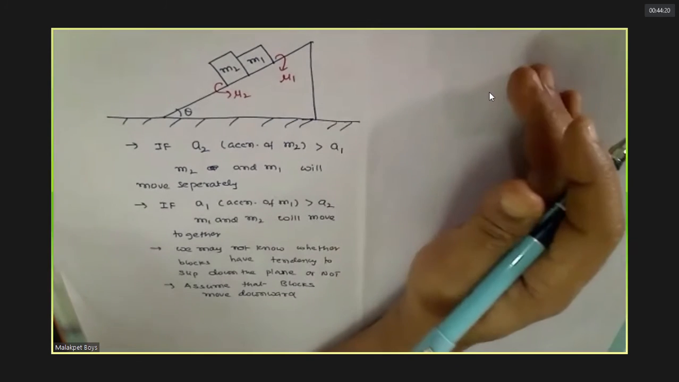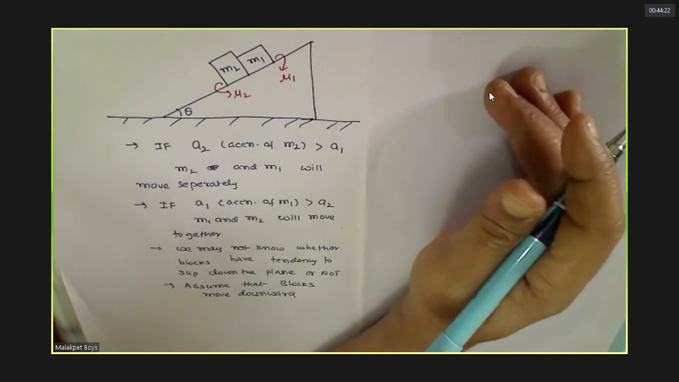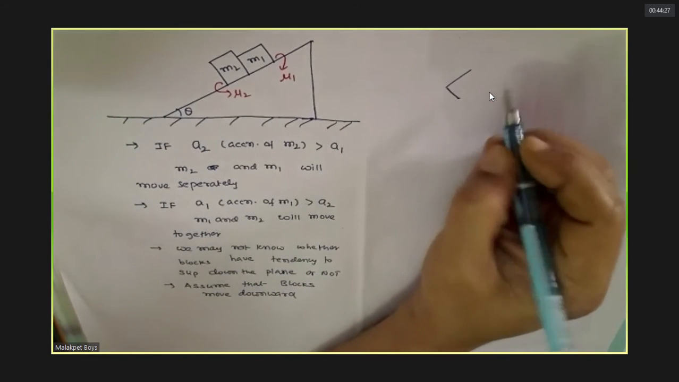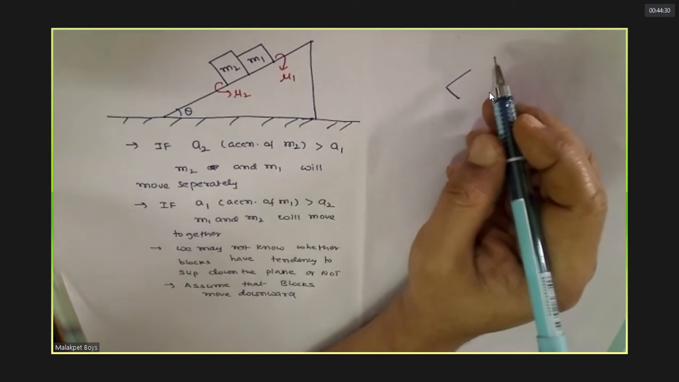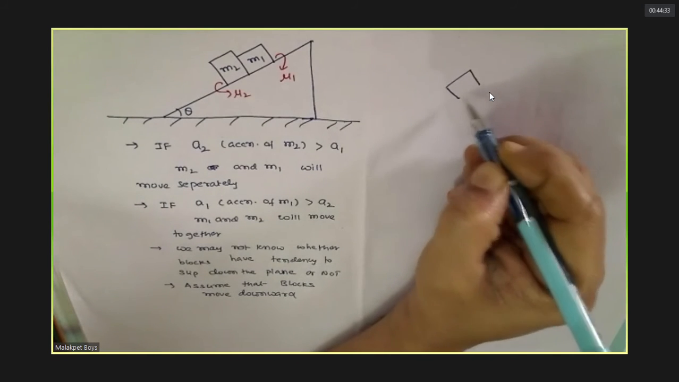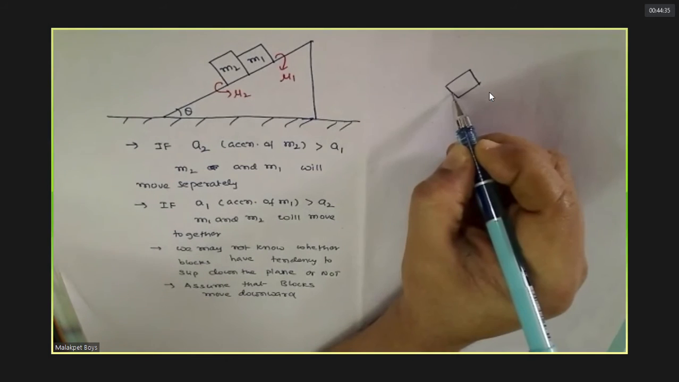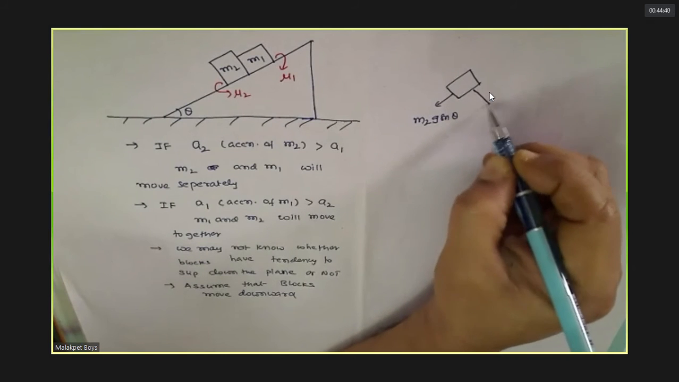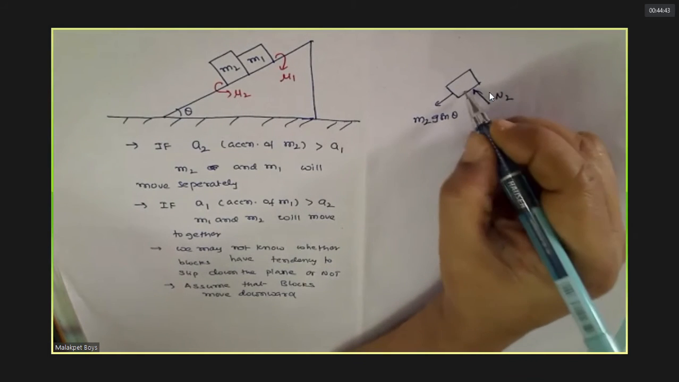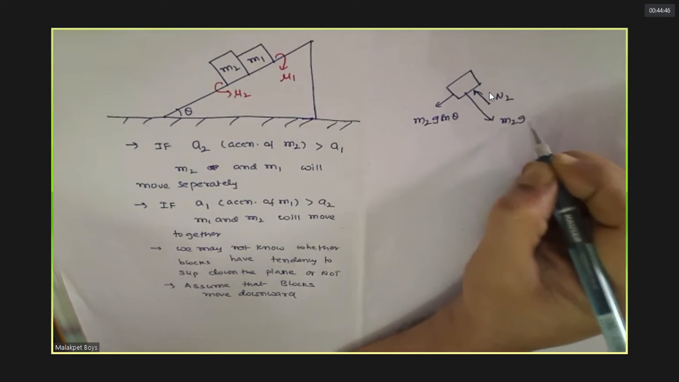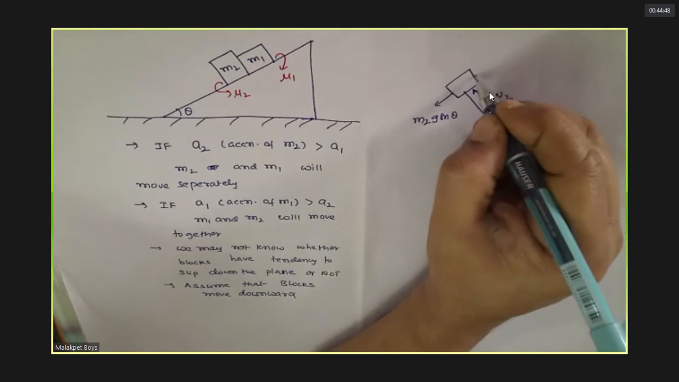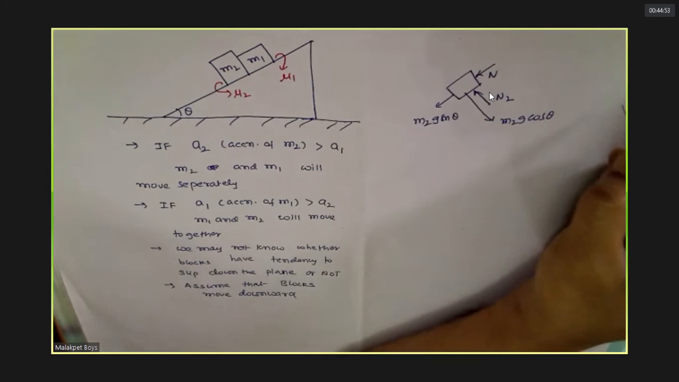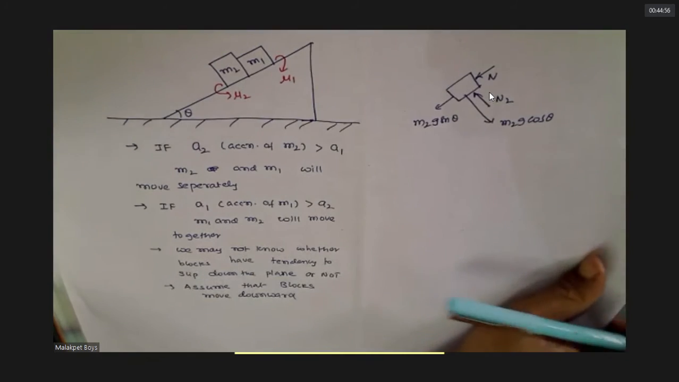Right. After that, we'll draw the free body diagram of this. Clear? So this is M2G sin theta. This is N2, M2G cos theta. There is a normal reaction between them now. Agreed. Yes, sir. Similarly, for the other block, is it visible or not?